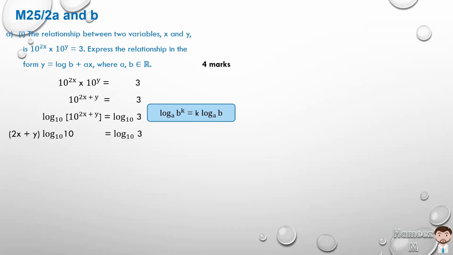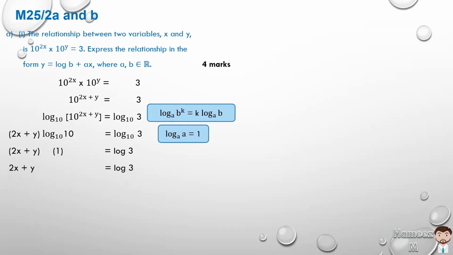And any number where we apply log to the same base, log a to base a, will give us 1. We did that a little bit earlier in number 1. So 2x plus y by 1 is equal to log 3. And why can we write log 3? Because log 3 to base 10, the 10 is understood, so we can just write log 3 alone. As such, we do the multiplication, we get 2x plus y is equal to log 3.